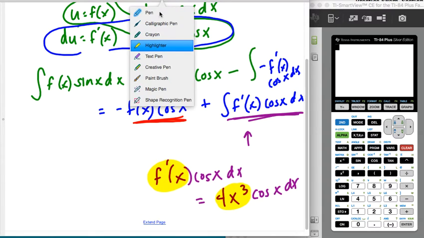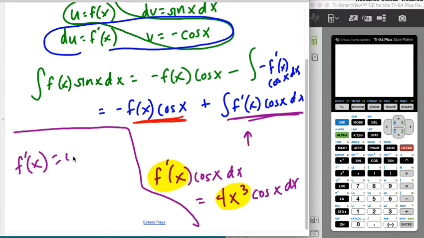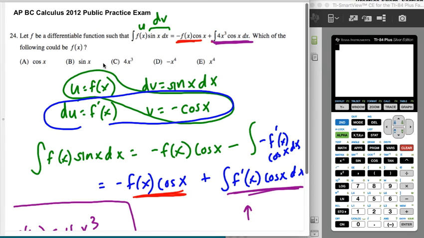Once I know that my f prime is a 4x cubed, so f prime of x is a 4x cubed, my f of x is an x to the 4th plus c, and I'm looking for an answer that has some version of that, and that's E.